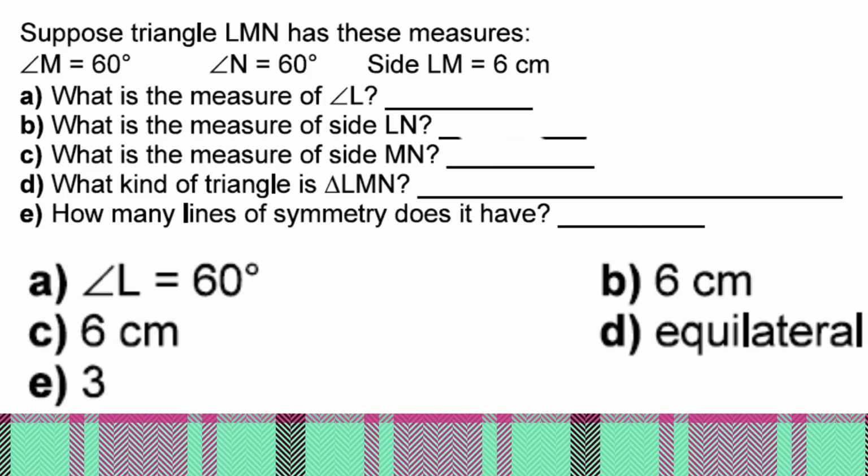The last question in this section asks how many lines of symmetry does it have? When you're dealing with an equilateral triangle, remember, it contains 3 lines of symmetry.